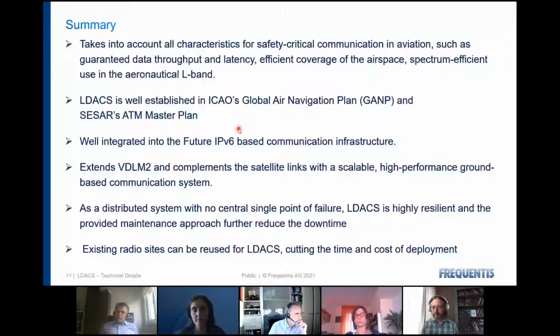LDACS extends VDL Mode 2, like for example LTE extends GSM, and complements the satellite links with a scalable high-performance ground-based communication system. With this, it supports the multi-link concept discussed at ICAO and SESAR. As a distributed system with no central single point of failure, LDACS is highly resilient, and the provided maintenance approach further reduces the downtime. Existing VDL Mode 2 radio sites can be reused for LDACS, cutting the time and cost of deployment.